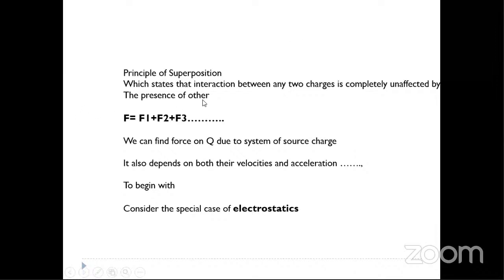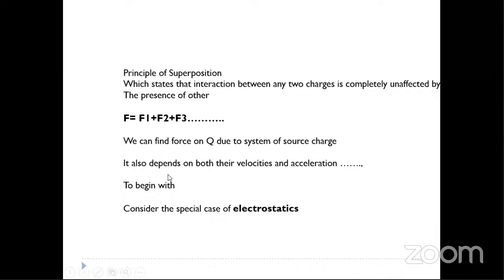And what is the beauty of this principle of superposition? Whenever Q1 and capital Q interact, the force acting on charge capital Q is F1. It is independent of other forces. And therefore, the final force acting on test charge capital Q can be obtained by simply a vector addition of all these forces together. And therefore, we can find the force on test charge capital Q due to a system of source charges. Now, in the real regime of electrostatics, we say that source charges are steady, test charge is steady.